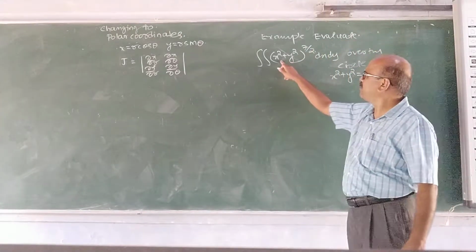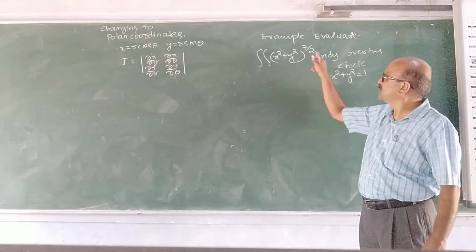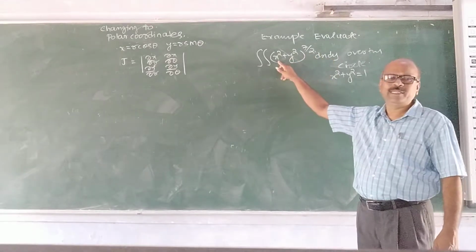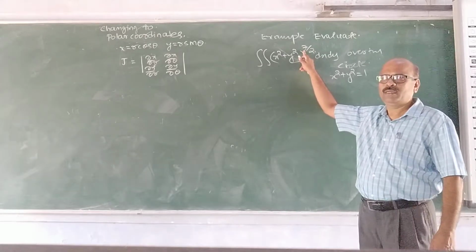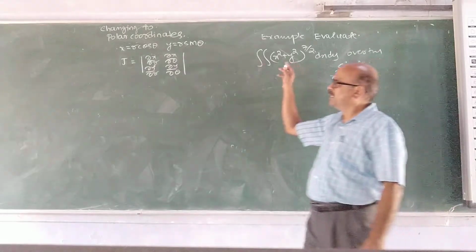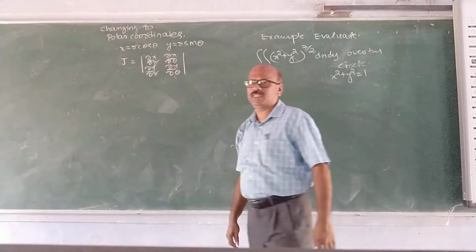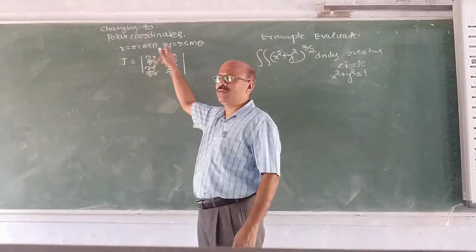See the type of problem here. It is to integrate with respect to x or y. It is not easy, correct? Because the power 7/2 is there. So in this type of problem, we change xy to polar coordinates. And what is the substitution? x is r cos θ, y is r sin θ.